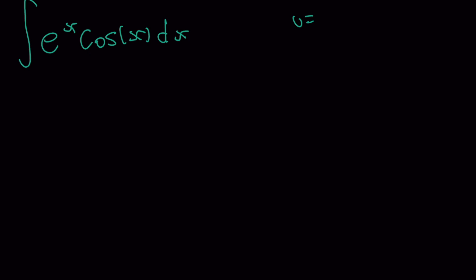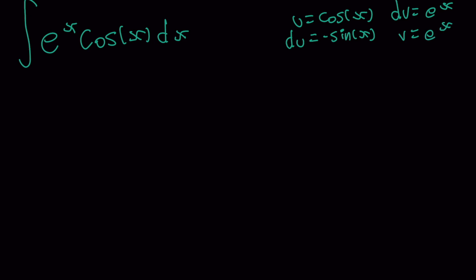So u equals cos x. The derivative of cos is just negative sine x, which means our dv is going to equal e to the x, and the integral of e to the x is simply just e to the x. Really nice, okay? So now let's plug everything in. We have cos x times e to the x, subtract the integral of v du.